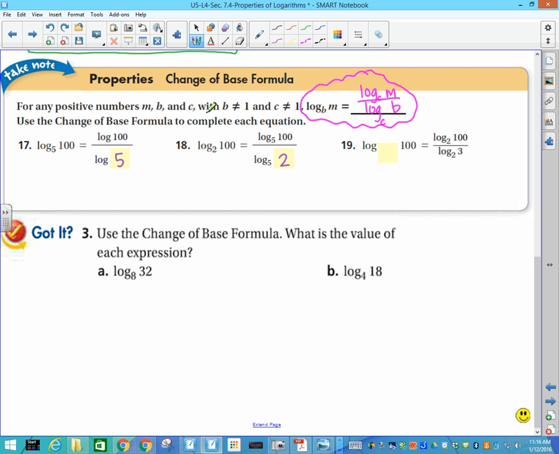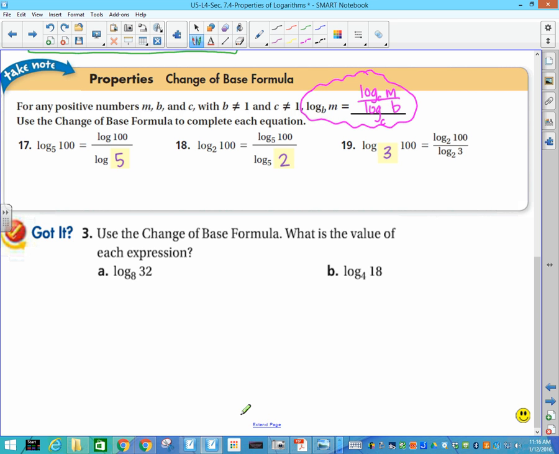So these are basically very similar, but this is just showing you that it doesn't matter what base I convert it to. Here I converted it with base 5. Here I converted it with base 10. And going backwards, if I have the log base 2 of 100 over the log base 2 of 3, then I have 100 on the top, and hopefully you said we have a 3 on bottom. So look at these last two problems. You just use the change of base formula. What's the value of each expression?